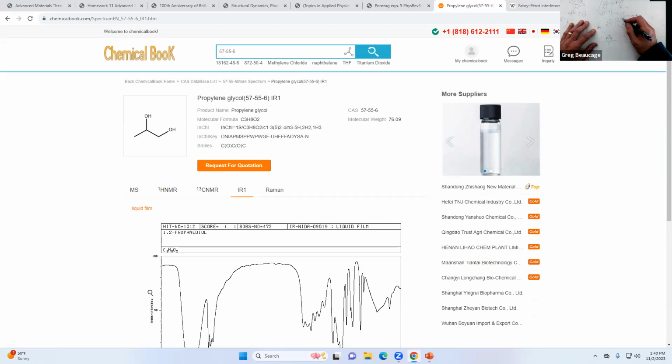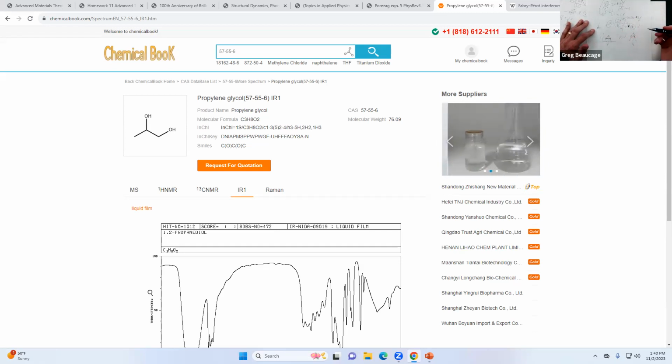So this is like a normalized breadth: the frequency divided by where the absorption is gives you a unitless breadth for the peak. So it makes a peak at a different frequency comparable to the other frequency. It's kind of normalizing the breadth.